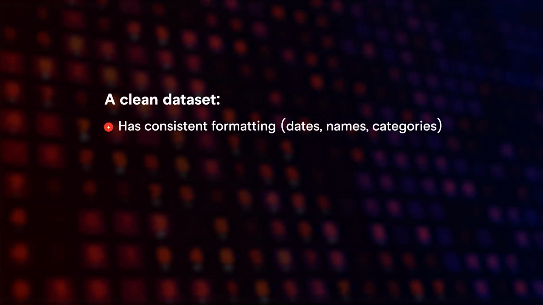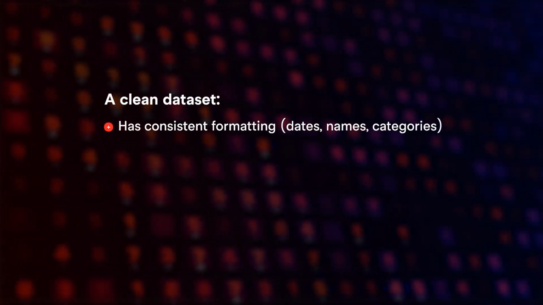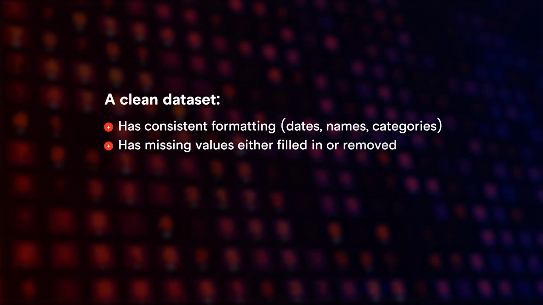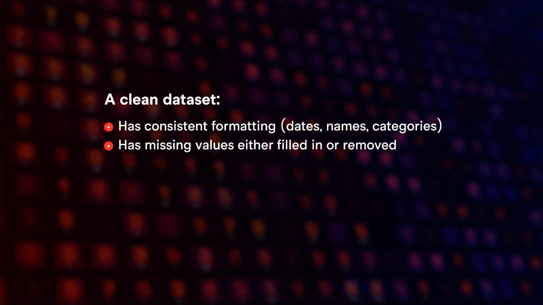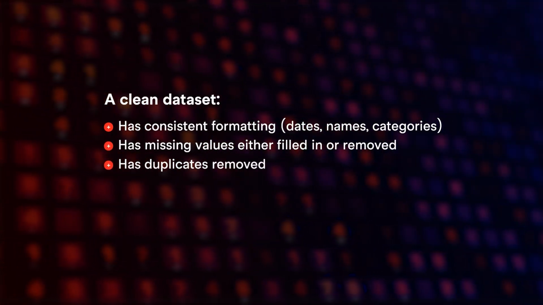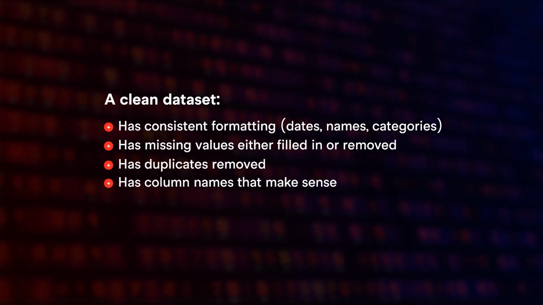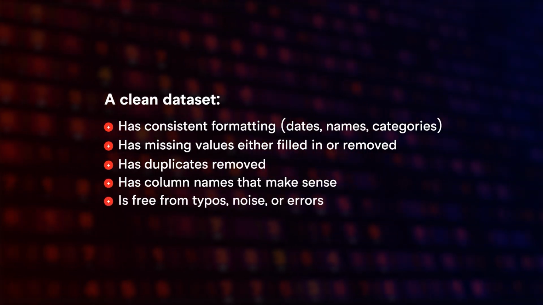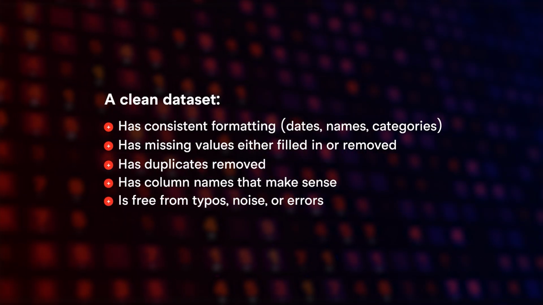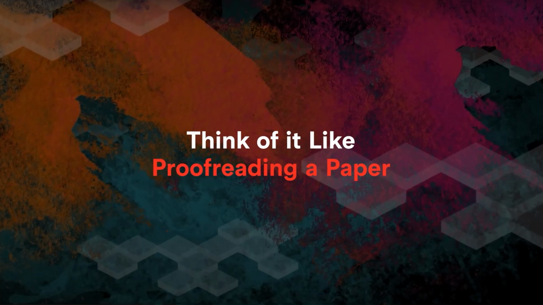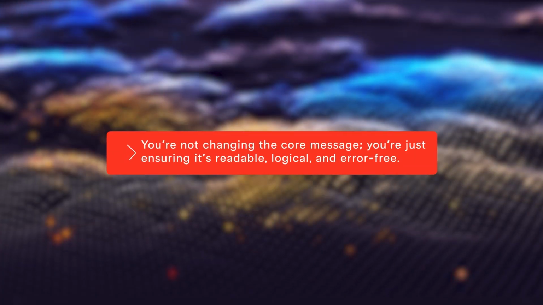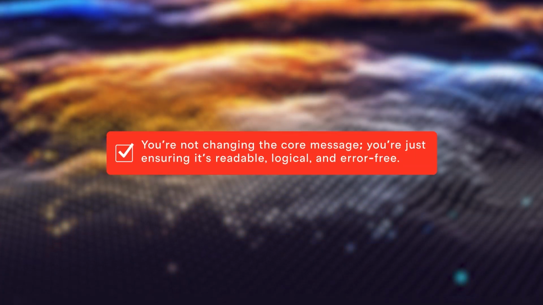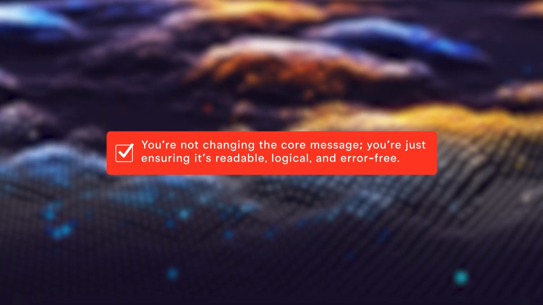A clean dataset has consistent formatting, dates, names, and categories. Has missing values either filled in or removed. Has duplicates removed. Has column names that make sense, and is free from typos, noise, or errors. Think of it like proofreading a paper. You're not changing the core message, you're just ensuring it's readable, logical, and error free.